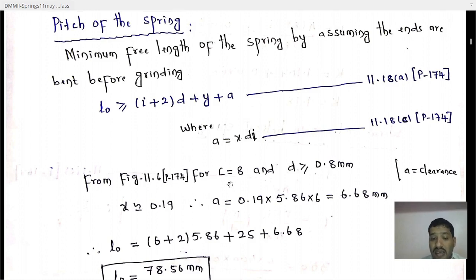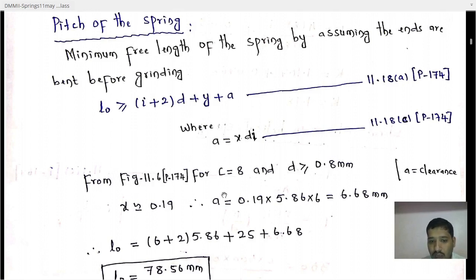C is the spring index value, which is given. C is equal to how much is given here? 8 is given. So if the diameter is greater than or equal to, then you have to follow 0.8 mm. We know very well. So the X value is approximately equal to 0.19 mm. Then A is as it is. If you refer to figure number 11.16, then you will get this value.